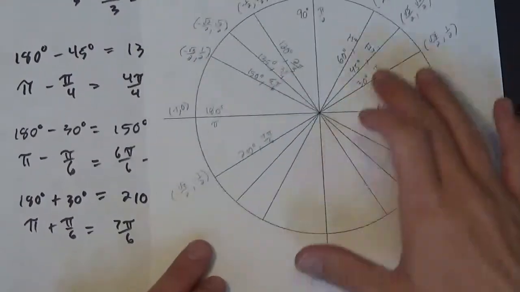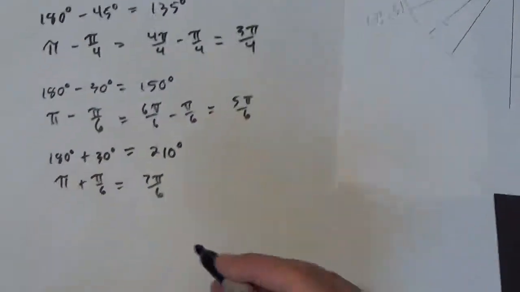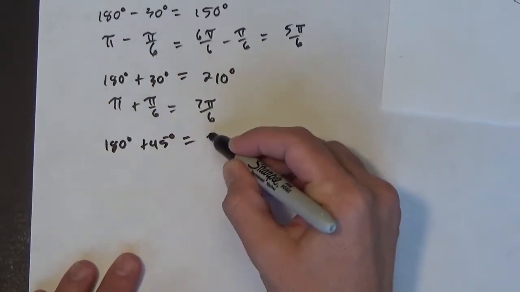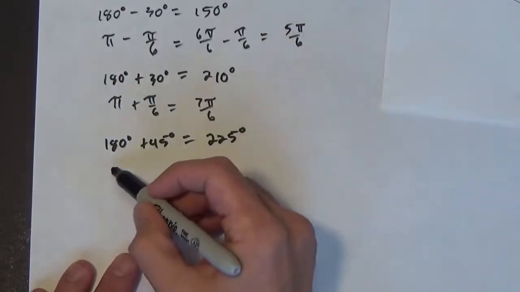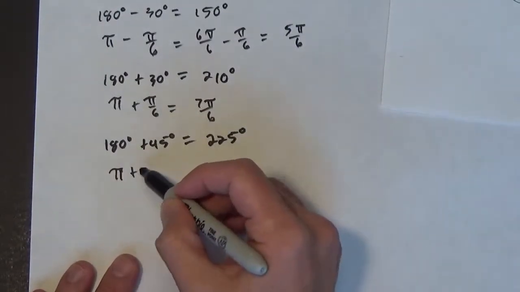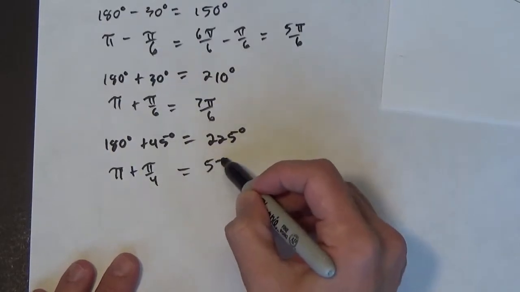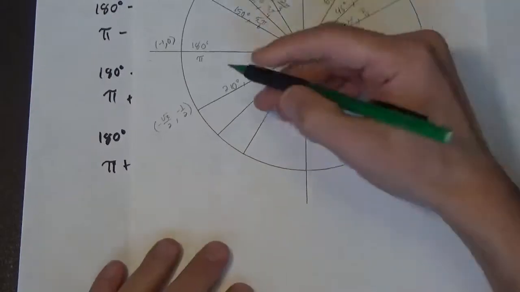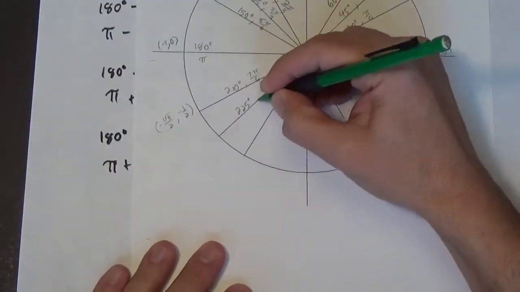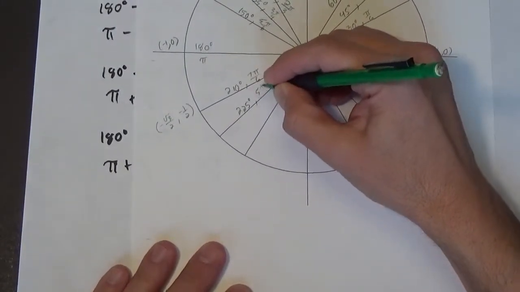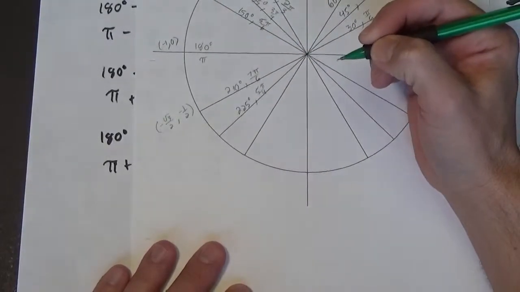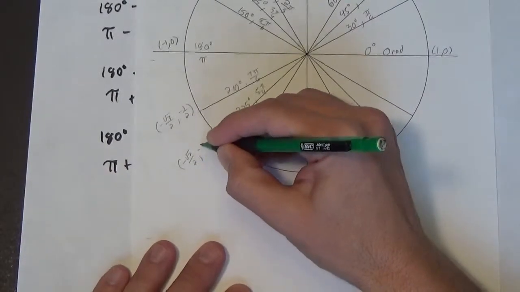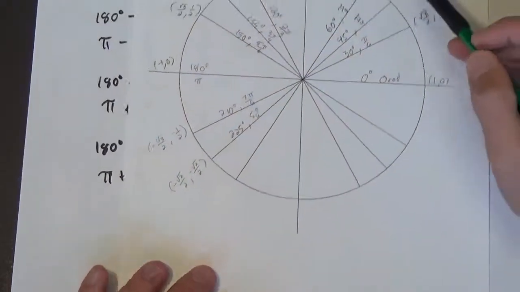So look at the next one, so it's going to be 45. So let's go ahead and take 180 degrees plus 45 degrees, which is 225 degrees. And then pi plus pi over 4 is 5 pi over 4. And so we have 225, 5 pi over 4. And then the coordinates of that are negative square root of 2 over 2, negative square root of 2 over 2, because that's what we had up here.